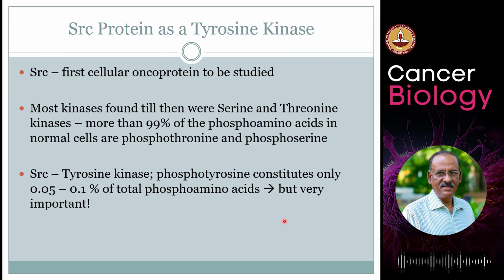Generally, although we talk a lot about tyrosine kinases, serine threonine kinases are also important because more than 99% of the phosphoamino acids in the normal cells are phosphothreonine and phosphoserine. That doesn't mean phosphotyrosine is not important. It's only 0.05 to 0.1% of the total phosphoamino acids in the cell that are phosphorylated at tyrosine residues. But they are also very, very important.